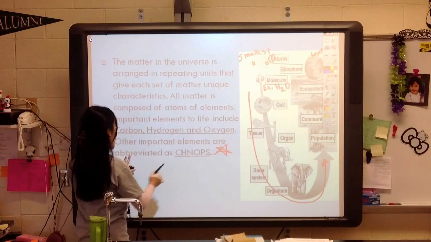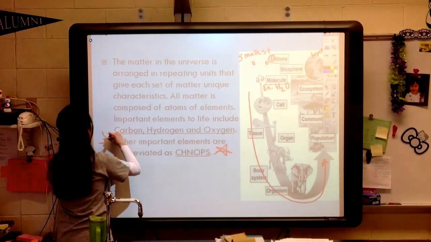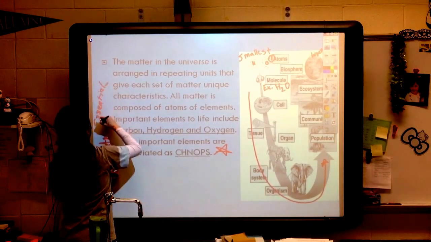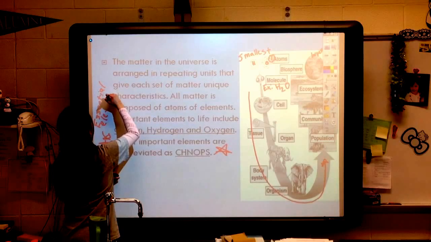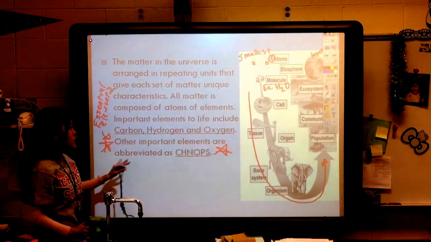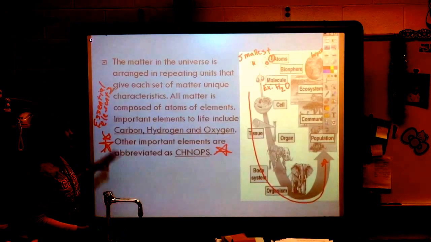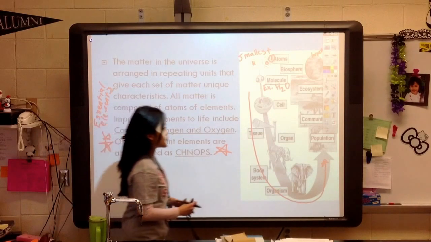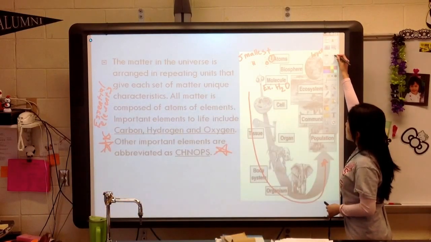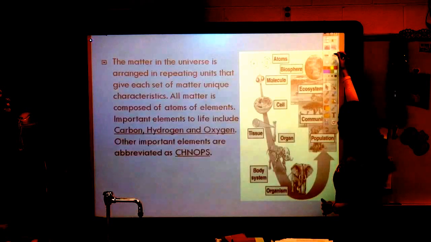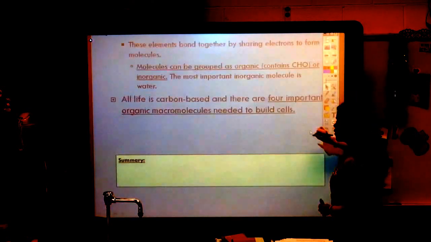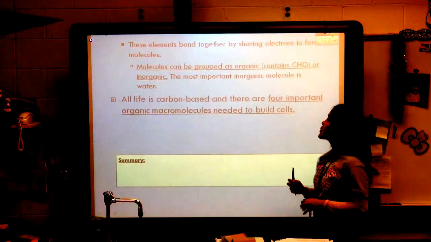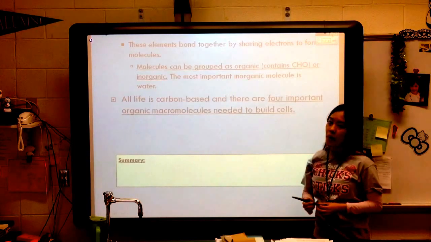And what we're going to do right beside CHNOPS right here, I want you to write essential elements. Essential elements. So CHNOPS is our way to abbreviate the 6 essential elements, the elements that are necessary for life.